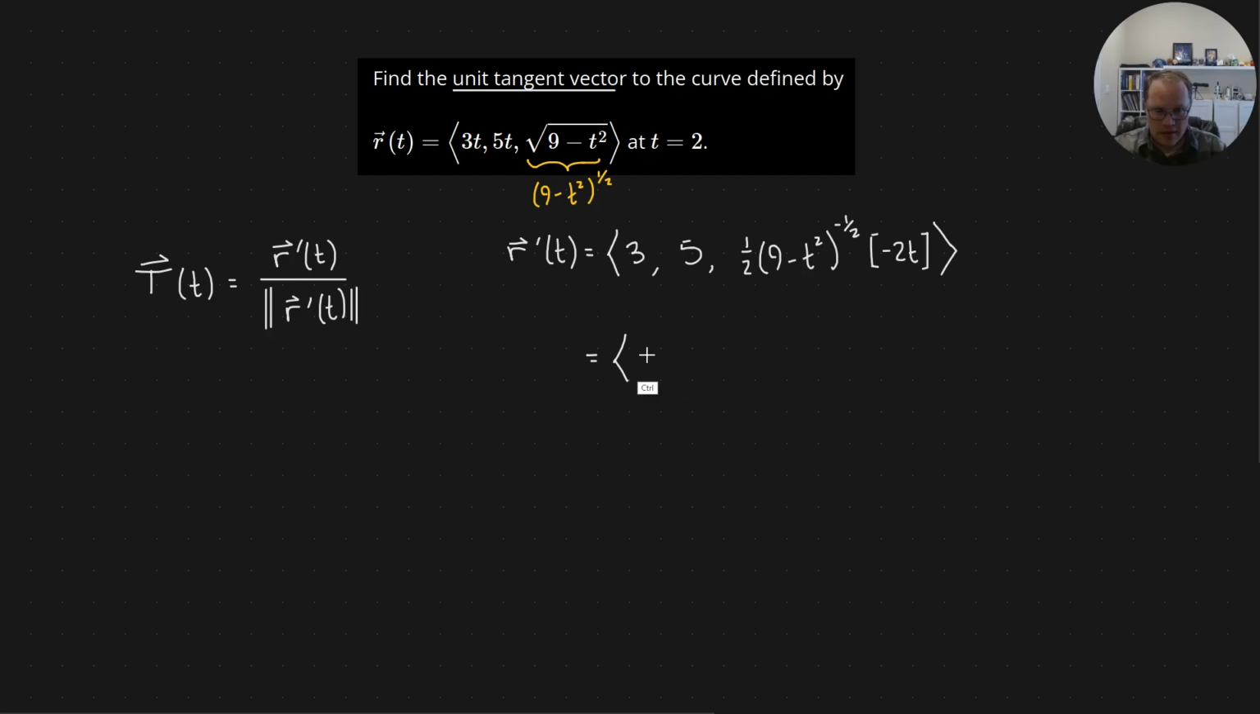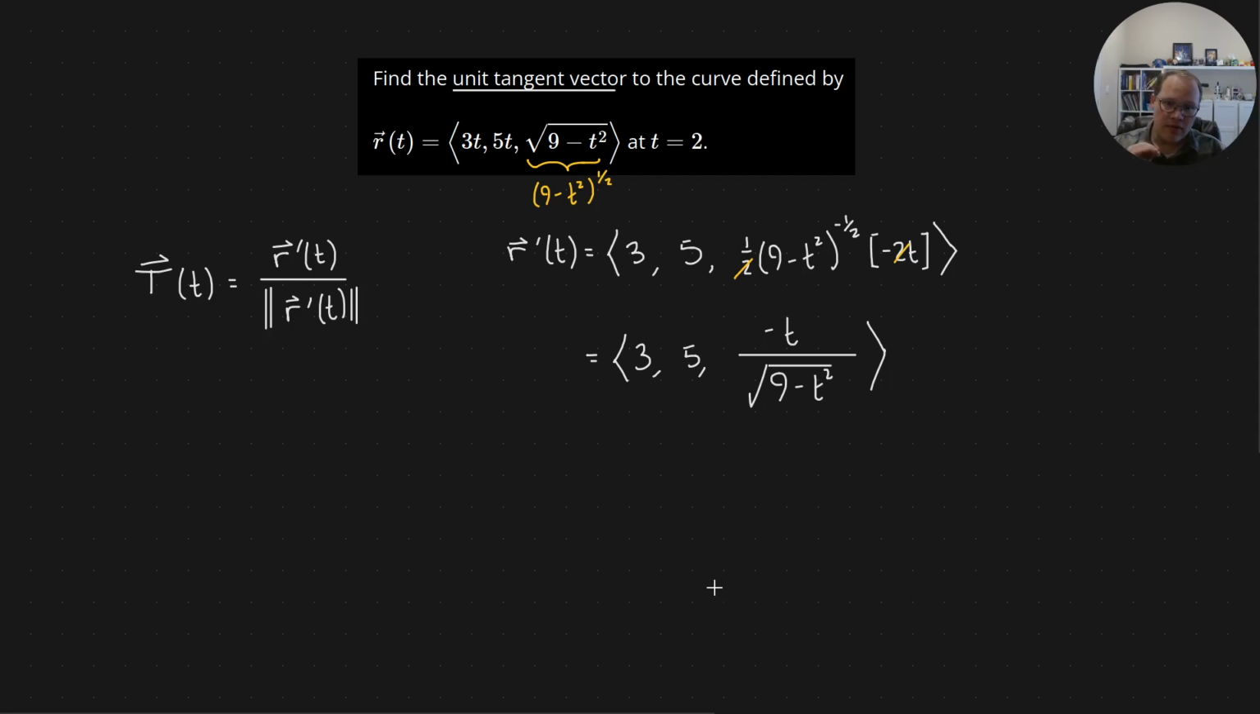And just tidy that up. 3, 5, and then the 2's cancel. The negative 1/2, the negative moves that factor to the denominator. The half makes it a root. So 9 minus t squared under a root in the denominator, and then I still have this negative t on top. Okay, so there's my derivative.